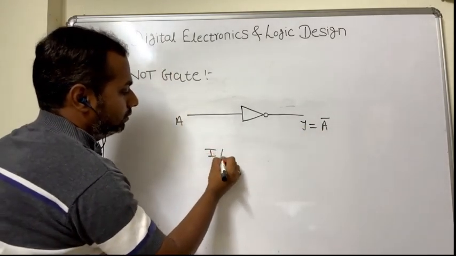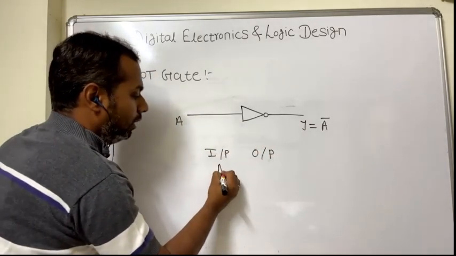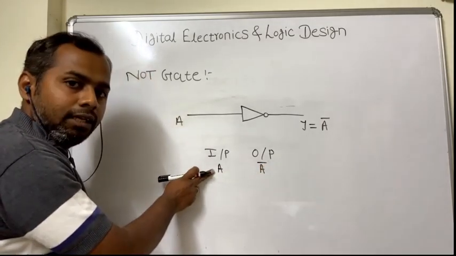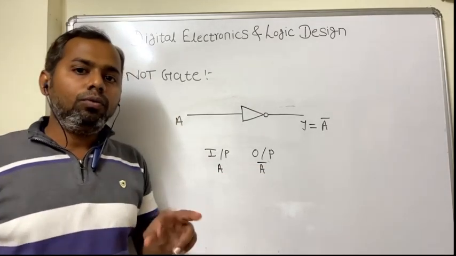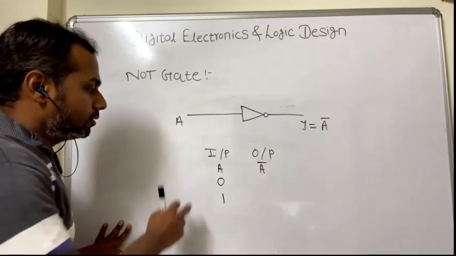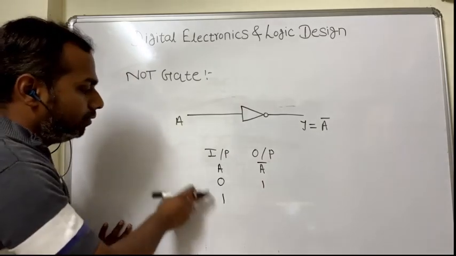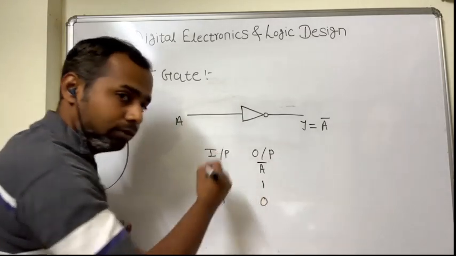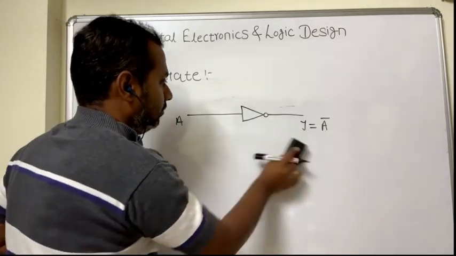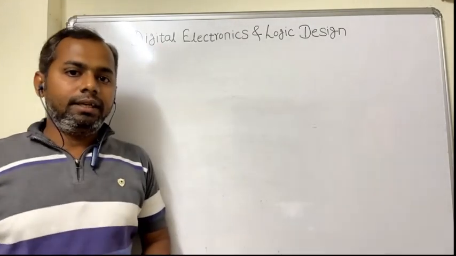For its input and output, we write the truth table. It has only one input A and the output is the complement of A, so for a single input variable we have only two possible values, 0 and 1. For A equal to 0, its complement is always 1, and for A equal to 1, its complement is always 0. So this is the truth table of the logical NOT gate. Now these three are the basic gates.